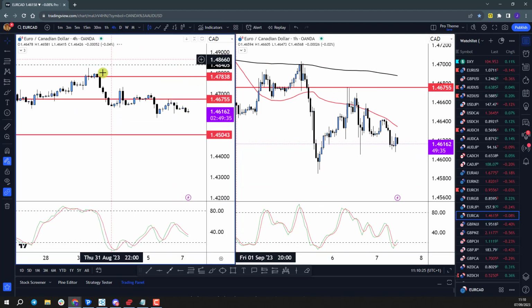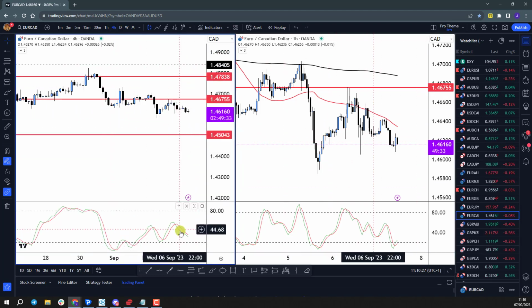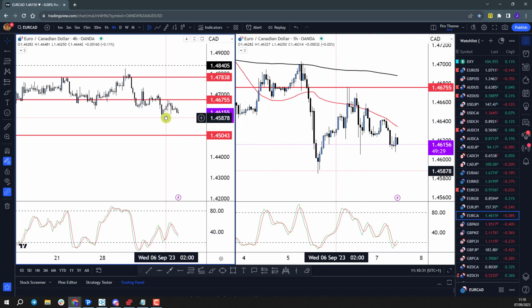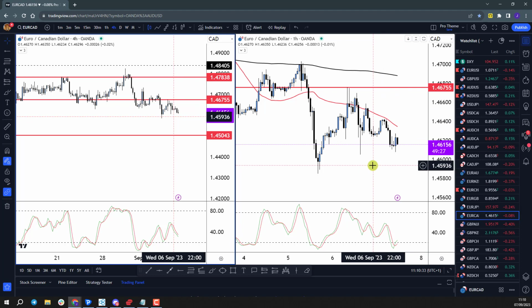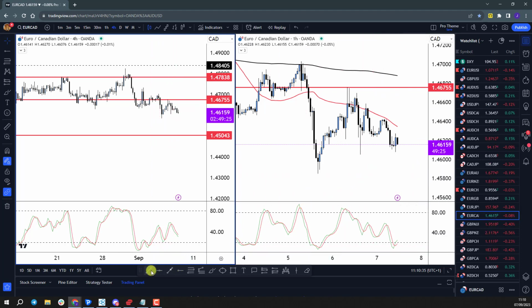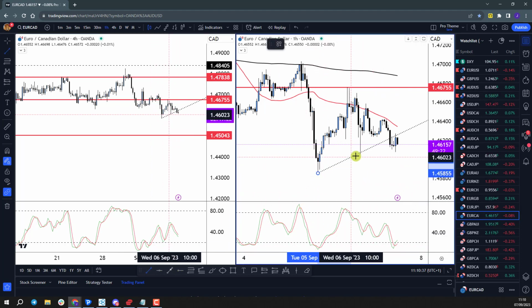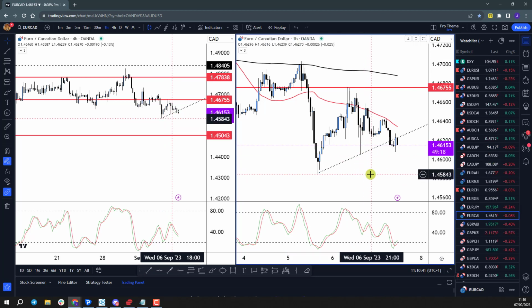If I just go down to the 4 hour, what's that telling us? Yeah, you can see K below D, price heading down towards that area as well. So EuroCAD, there could be something on the cards here. In terms of setup wise, we need to probably just wait slightly. I can see that we're breaching this trend line support as well.